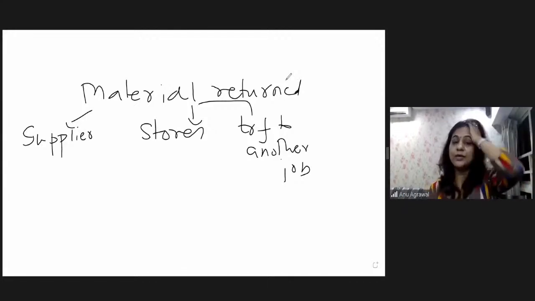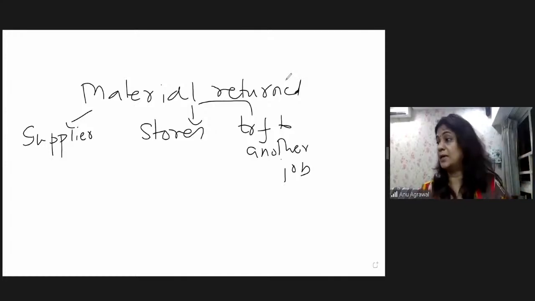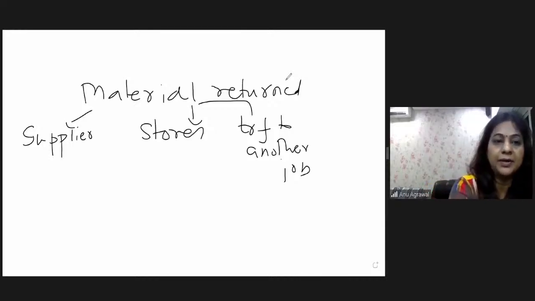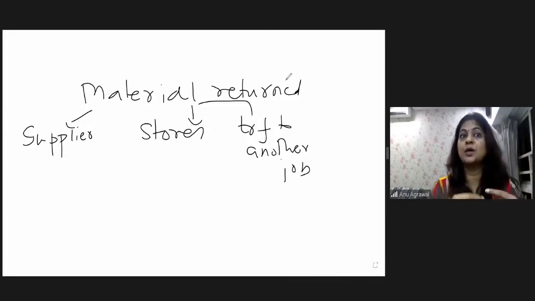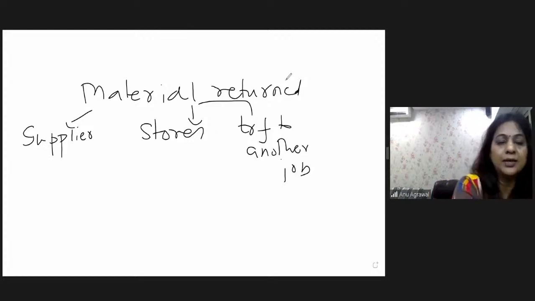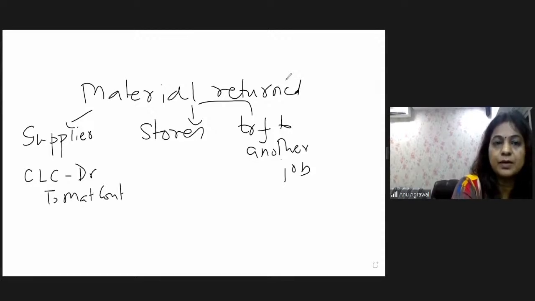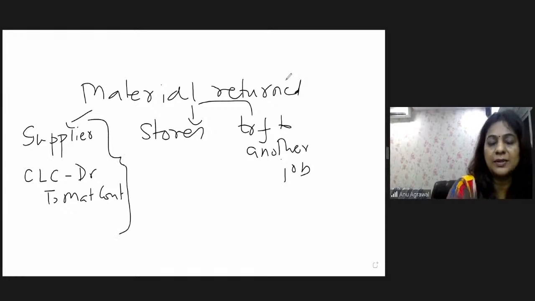Any of these things can happen. Now I'm doing non-integrated accounting, right? So if I'm doing non-integrated accounting, what will I do? Material is returned and I'm returning it to the supplier. Now supplier, I can't use the word trade payables. So what will I do? I'm using the word cost ledger control account debit to material control. This is if I have returned to the supplier.